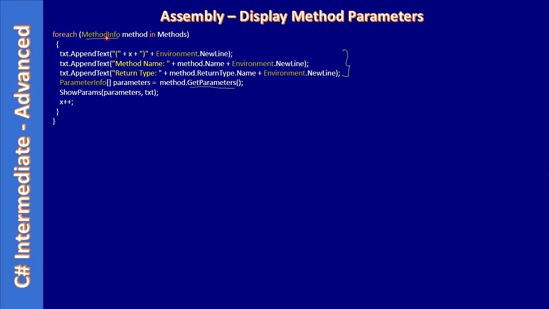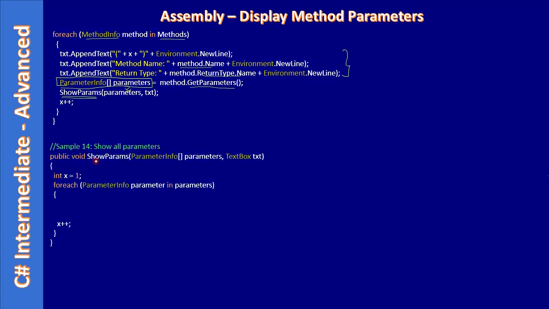We retrieved the method info array and we are iterating through that method info. In that itself, previously we were displaying the method name and return type. Now we are making a call to methodInfo.GetParameters. This will give us a parameter info collection. So now we are writing one more function called show params, and we are passing this parameter here.